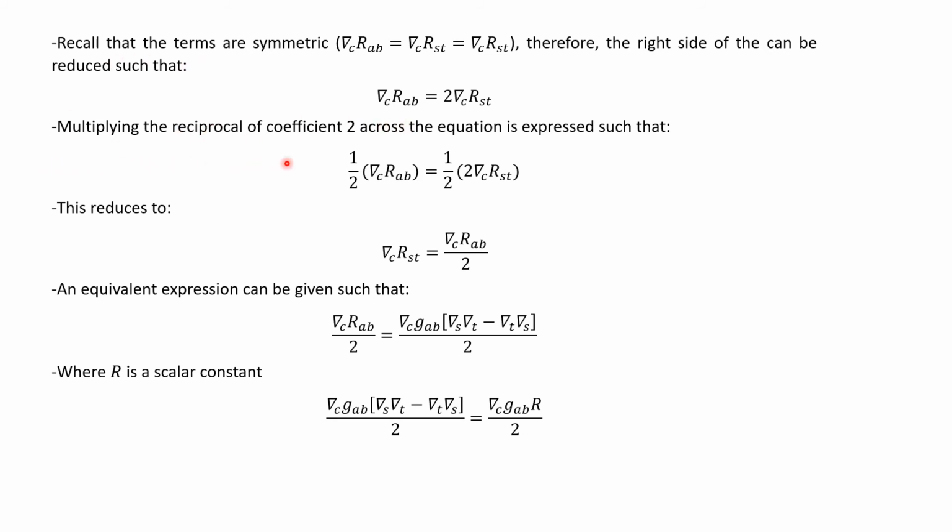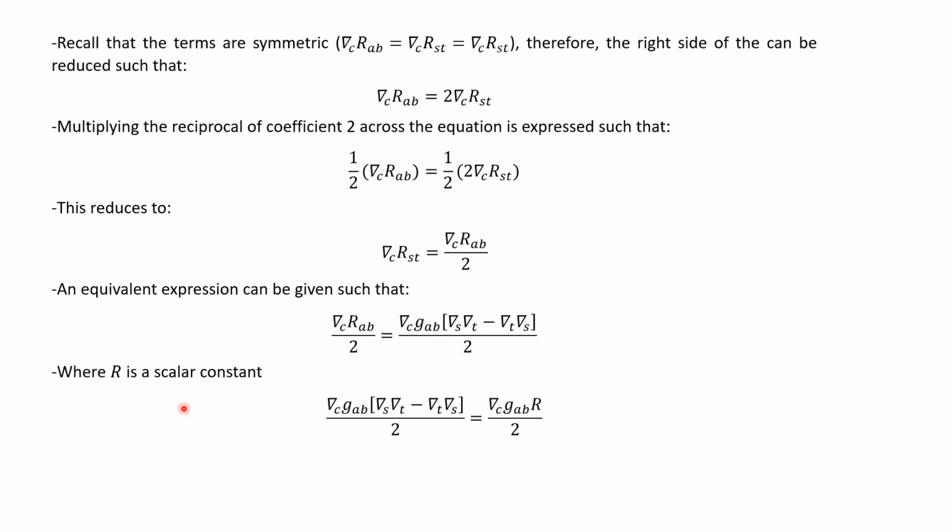Multiplying the reciprocal coefficient of 2 across the equation is expressed here, and this reduces to this expression, so we have that. An equivalent expression can be given, as we see here. For the purpose of understanding, we substitute the commutator back into the expression here, so everybody remains familiar with all of these steps.